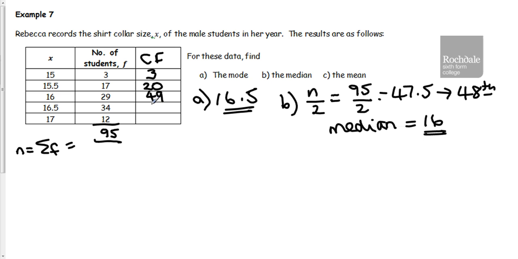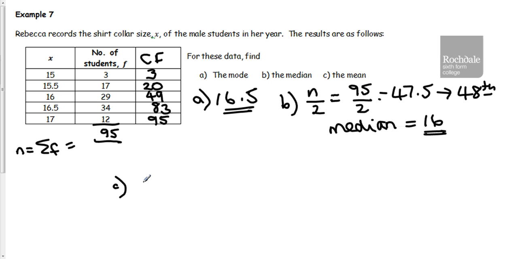If we were looking for, say, an upper quartile, you would keep going down this column, work out all of the cumulative frequencies. But for the purposes of this example, going up to there was enough for us to spot where value number 48 was. So the median is 16.